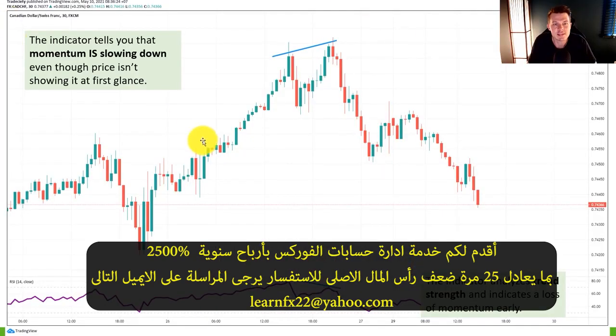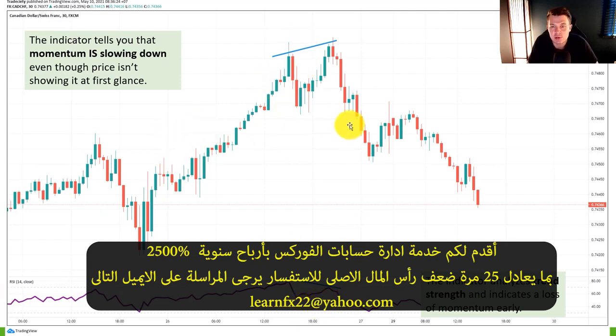So first of all, let's just take a basic look at the divergence and what is a divergence at its core. A divergence, as the name suggests, means that the price action and the indicator are doing two separate things. They're not agreeing, so they are diverging. And here we can see it very nicely. The price action is making higher highs, whereas our indicator, in this case the RSI, is making lower highs. So the price action and the indicator are not agreeing.